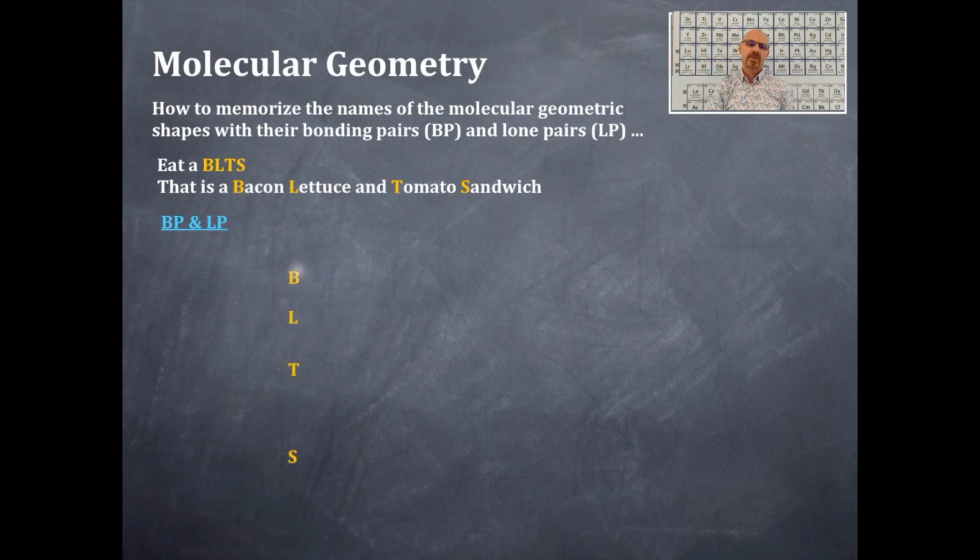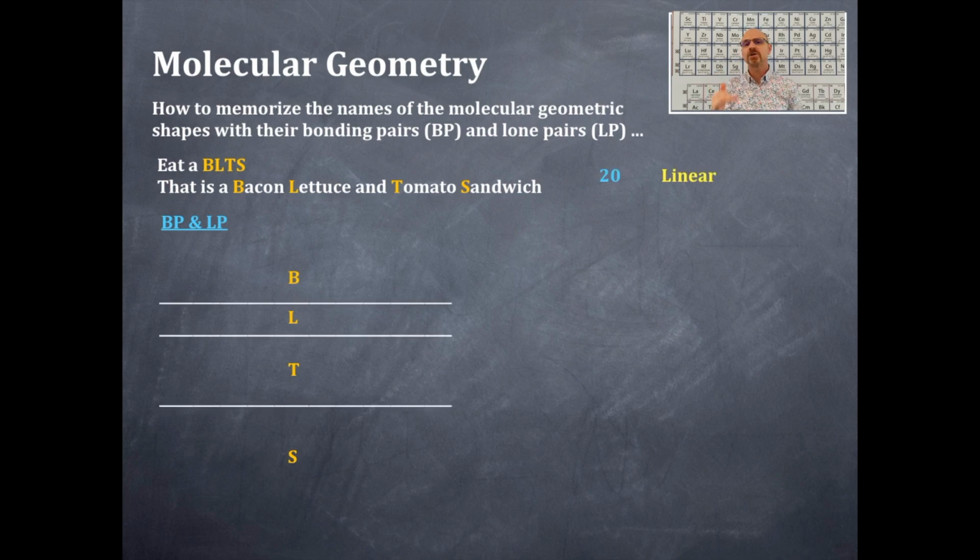Okay, there's our BLTS. We're going to draw lines in between these. Now, I'm going to do the ones with no lone pairs on it. 2 and 0 is linear. That's linear, right? 3 and 0 is trigonal planar. Trigonal because 3. 4 and 0 is tetrahedral. Tetra for 4. That's why it's a 4 and 0.